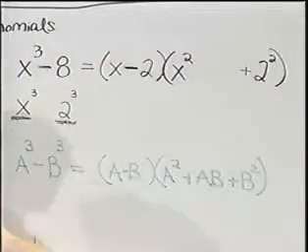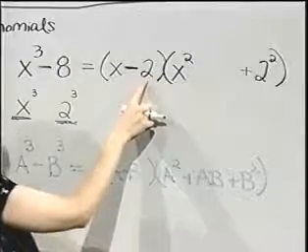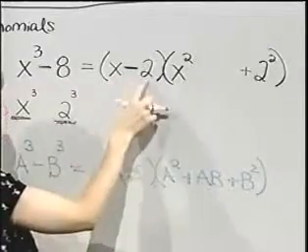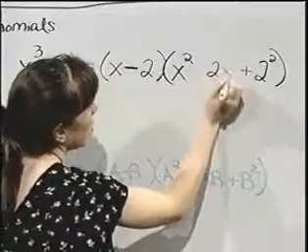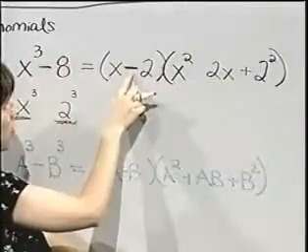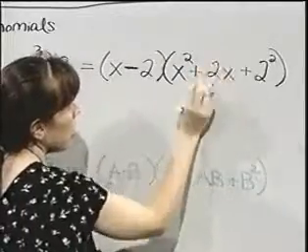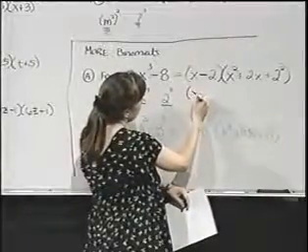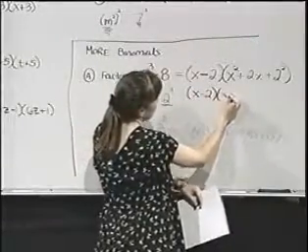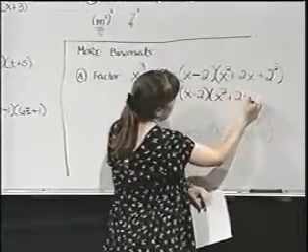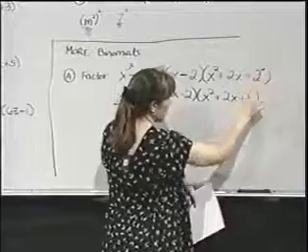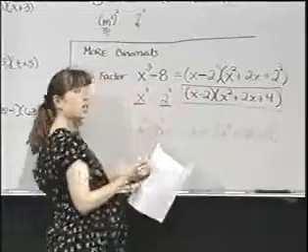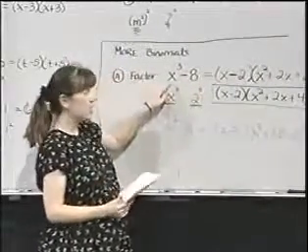And then, for the middle, I take this number times this number right here. A times B, or B times A. And so I'm going to have a 2x. Now, if this is a minus, this becomes a plus. Okay? And in fact, let me just write down one more step here. That's x minus 2 times x squared plus 2x plus 4, because 2 squared is 4. And this is the factorization for x cubed minus 8.